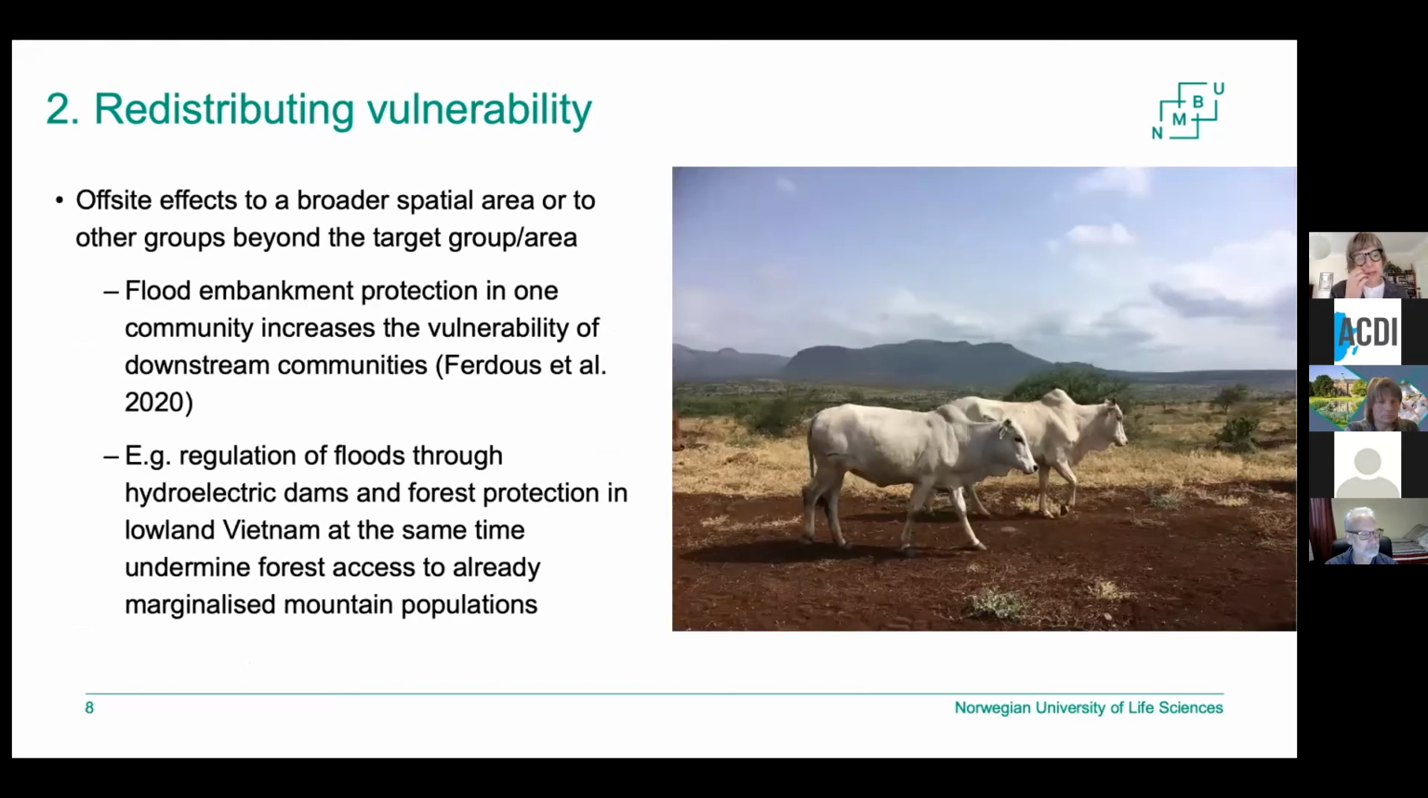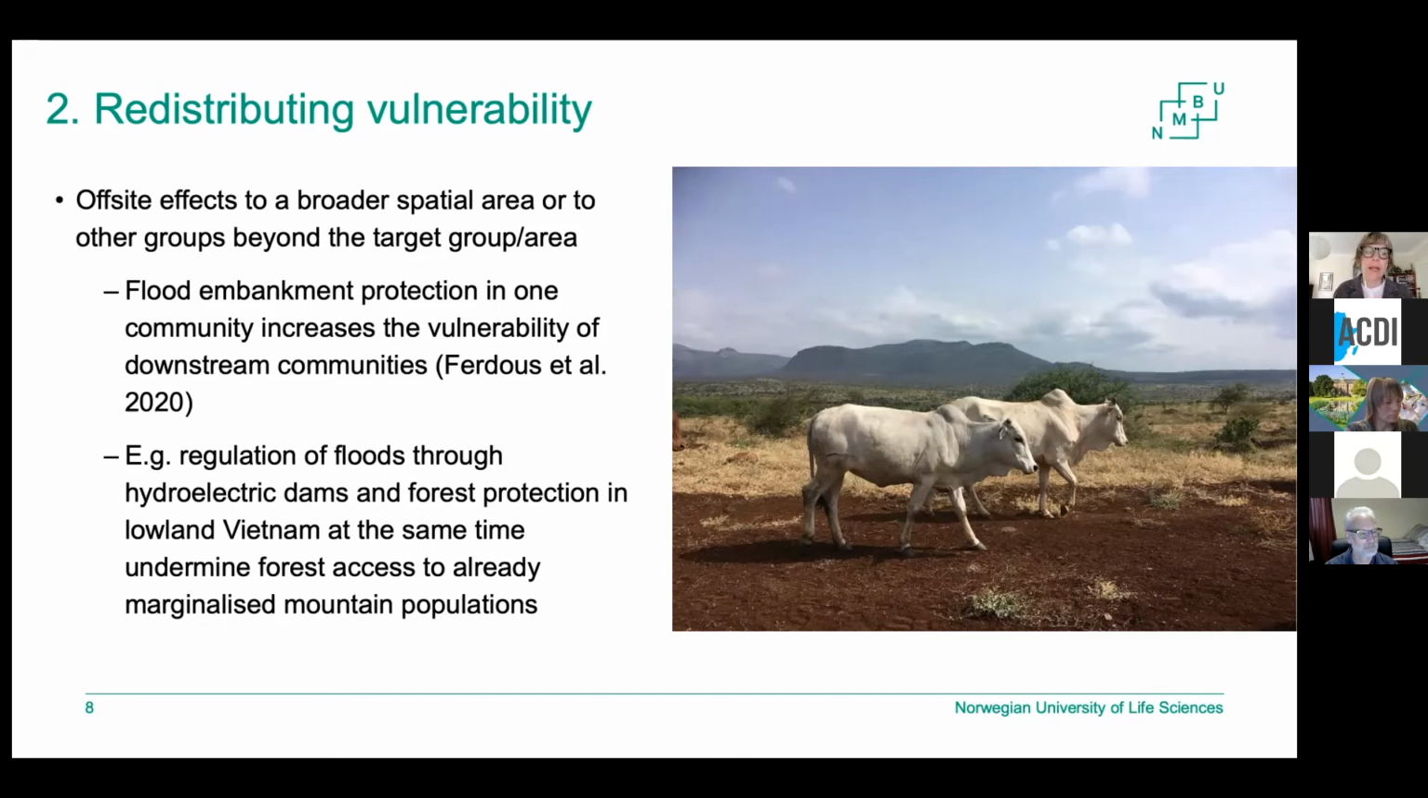Then the second thing that we've said is redistributing vulnerability. Here, you can imagine this very concretely in terms of infrastructure. For example, flood embankment protections that in one community protect people, but that means that elsewhere, downstream, there will be more flooding, and therefore those people will be more affected.